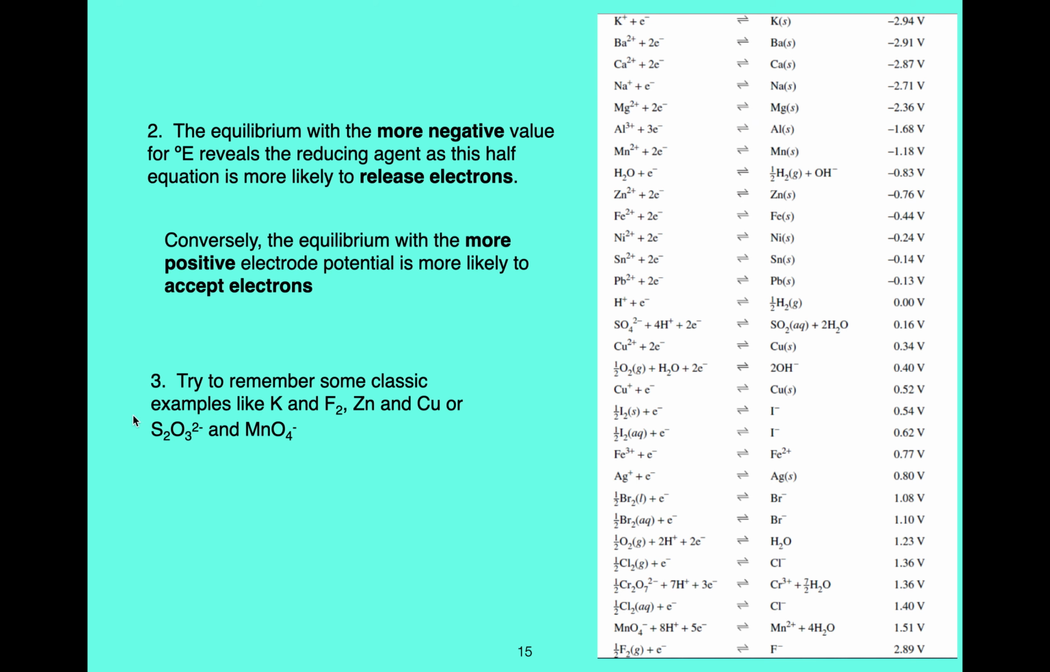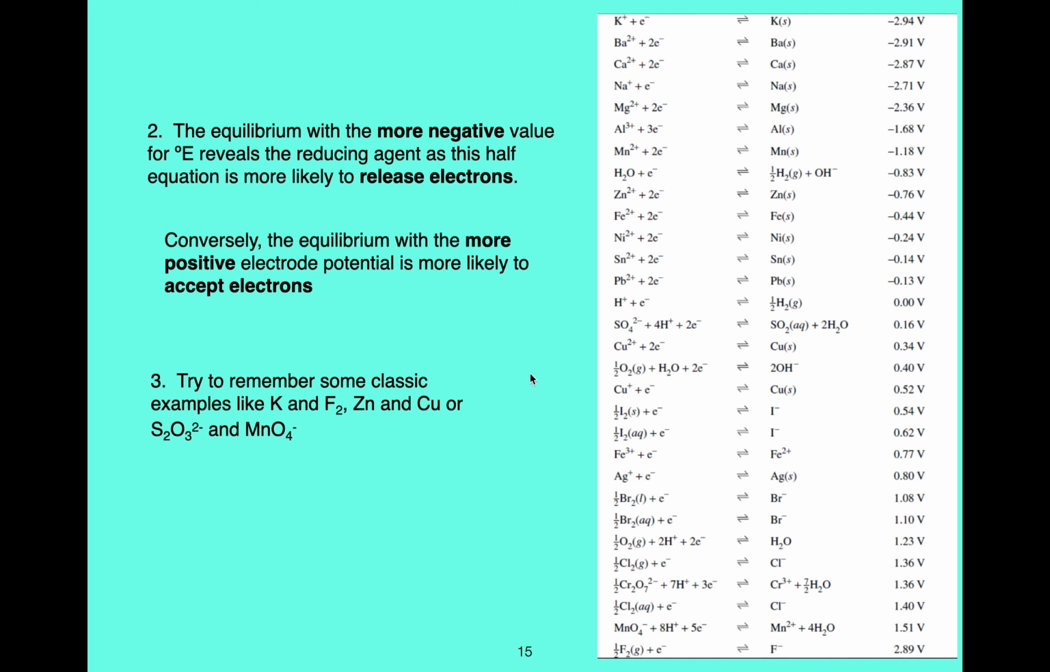Another possibility is to remember classic examples. So if you know, for example, you can intuit that potassium and fluorine, well, you know potassium is going to give its electrons up and fluorine is going to gladly accept them. So you know which way they go. So it's got a negative electrode potential. It's going to give its electrons up because it's a good reducing agent, and fluorine is going to accept those electrons because it is a good oxidizing agent.